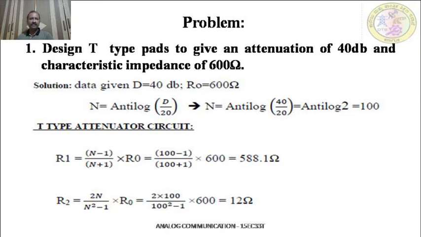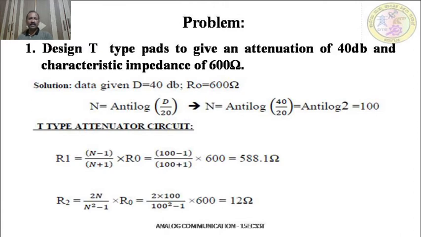You are going to take some problems on this. First problem: design a T-type pad, which is nothing but an attenuator, to give an attenuation of 40 dB and a characteristic impedance of 600 ohm. Here attenuation is given in dB. You have to calculate attenuation in the form of n, because the equations to calculate R1 and R2 are in terms of n. The R naught value is given directly.